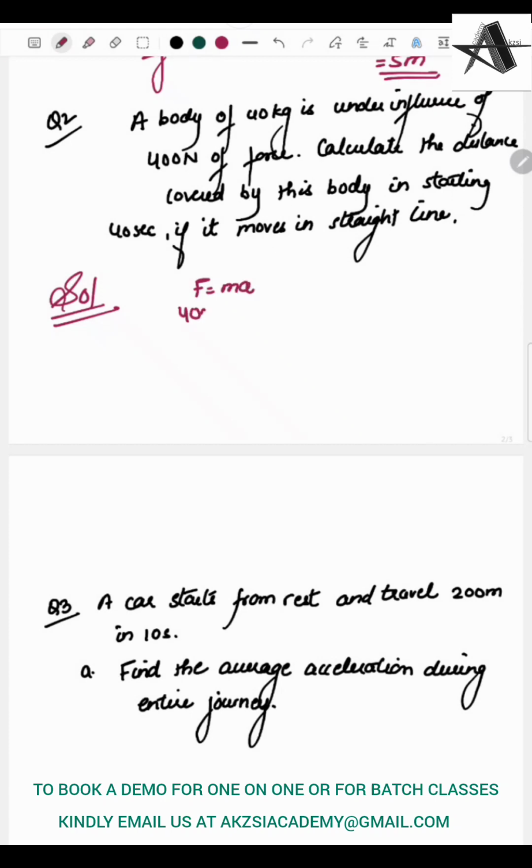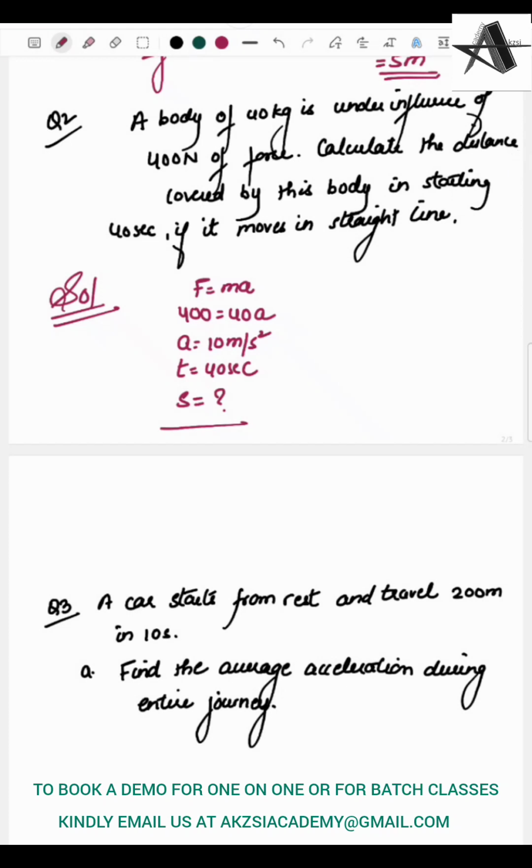Force is 400, mass is 40. From here acceleration will be 10 meters per second squared. Now time is given. They are asking displacement.